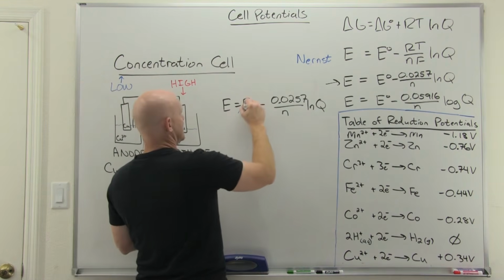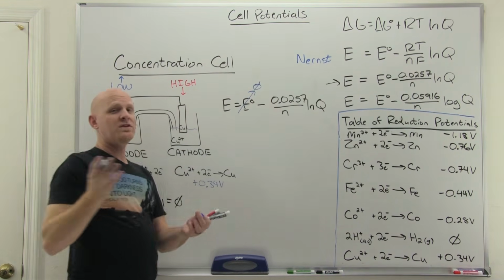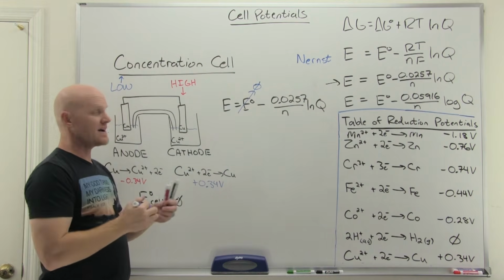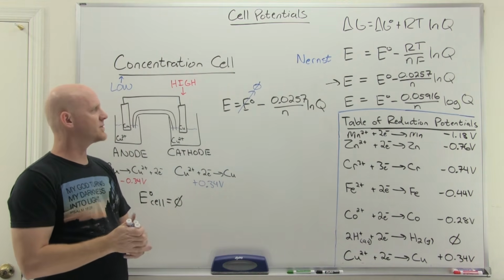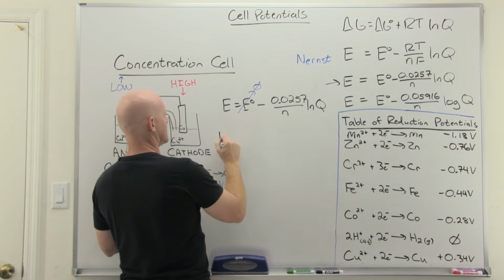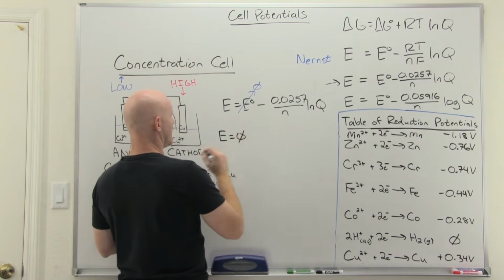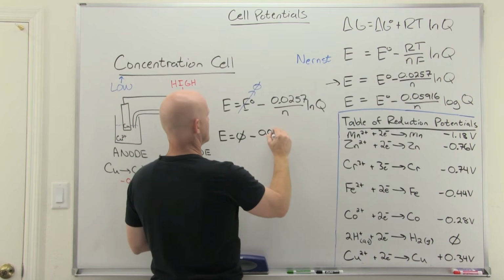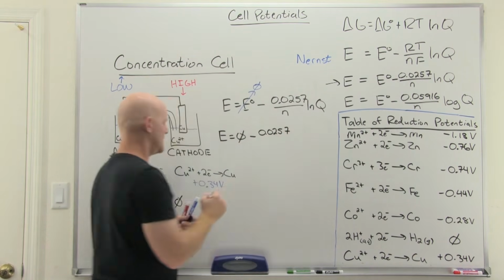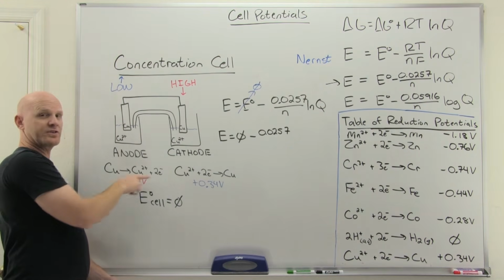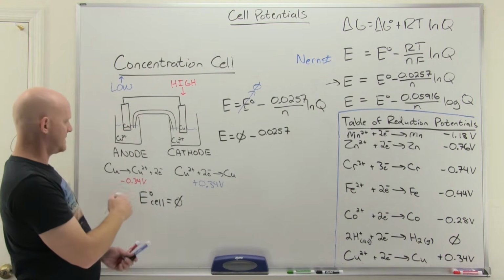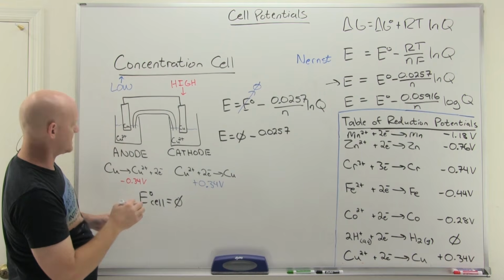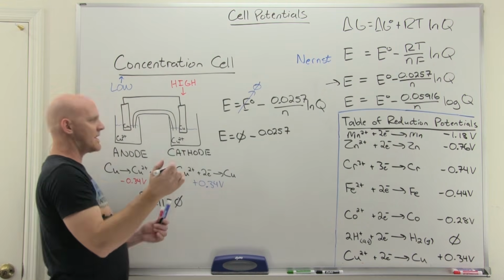The big thing here is that E standard for any concentration cell is always 0, and students usually get a little confused by that. They're a little unfamiliar with concentration cells. So in our case, this would be E equals 0 minus 0.0257, and we can see that it's a 2 electron process. 2 electrons lost, 2 electrons gained, it's balanced with 2 electrons.